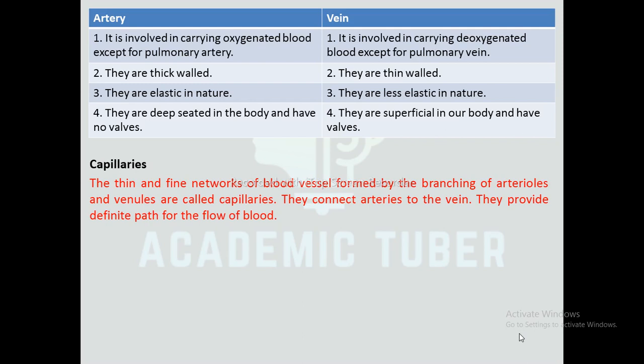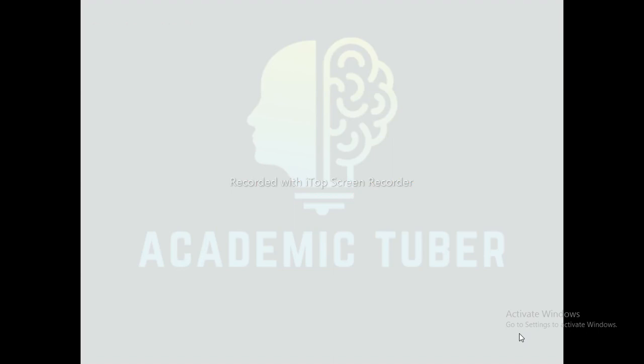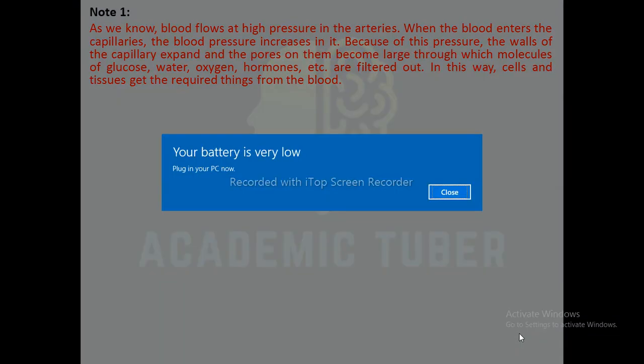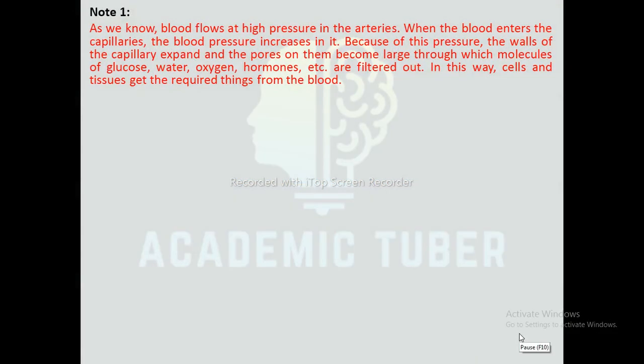Branches of arteries are known as arterioles and branches of veins are known as venules. As we know, blood flows at high pressure in the arteries. When the blood enters the capillaries, the blood pressure increases in it. Because of this pressure, the walls of the capillaries expand and the pores on them become large, through which molecules of glucose, water, oxygen, hormones, etc. are filtered out. In this way, cells and tissues get the required things from the blood.